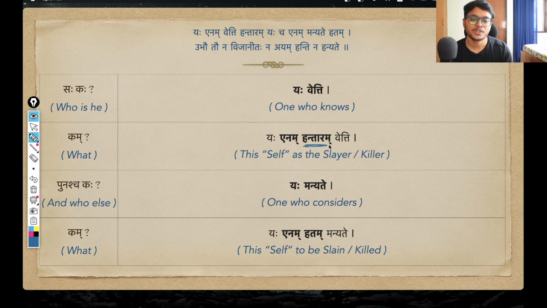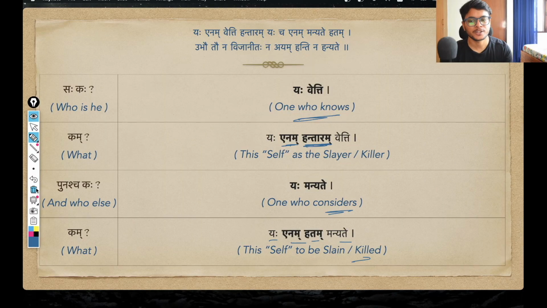But see, if I use this hantaram as an adjective, yah hantaram enam vetti, the statement will read: one who knows the killer self. So the entire meaning will change. Same goes for this, yah hatam enam manyate: one who considers the killed self. So you can see that it will sound illogical. One who knows the killer self, one who considers the killed self, it doesn't mean anything. So that is the difference between an adjective and a complement.